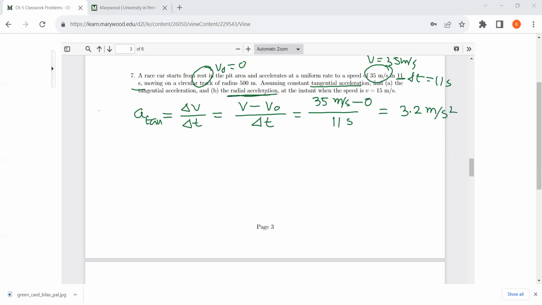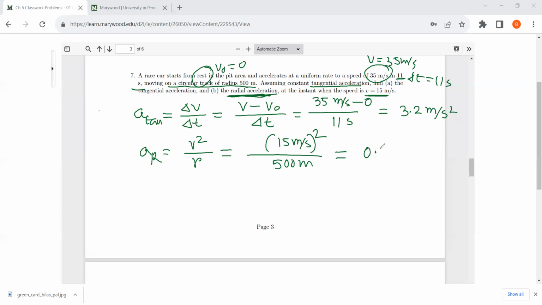And then it asks us to calculate the radial acceleration. Radial acceleration is simple. It asks us to calculate the radial acceleration when the speed is 15 meters per second. So the speed is now 15 meters per second, squared, and the track radius is 500 meters. So the radial acceleration is this. So these are the two accelerations. All right.